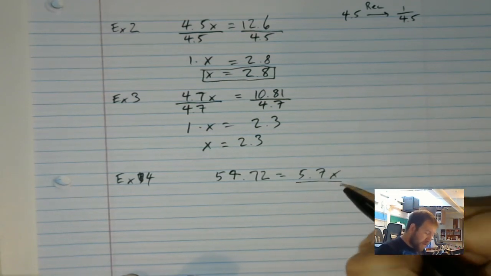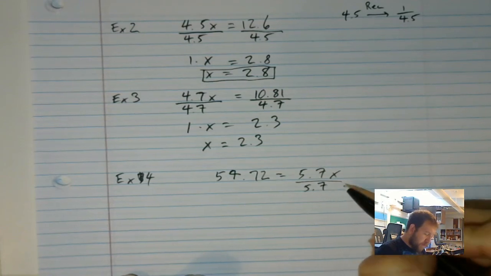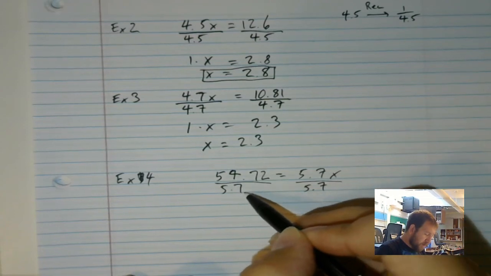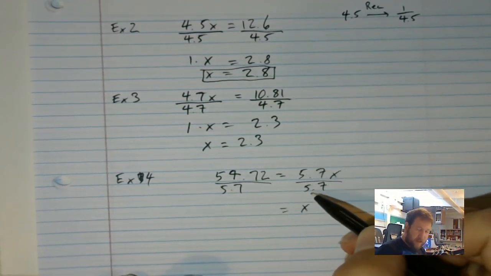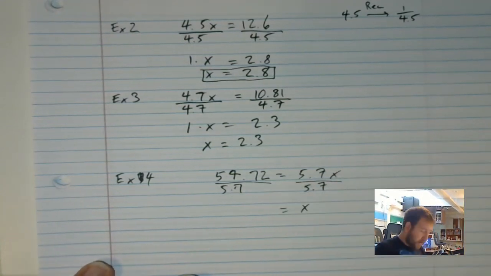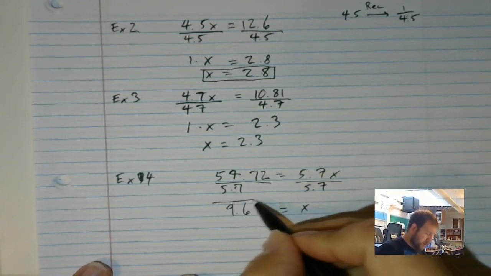But over here I'm just going to divide by whatever I have by my x. So I'm going to do 5.7 divided by 5.7. I have to do the same thing over here, 5.7. This way I get x all by itself because 5.7 divided by 5.7 is 1, and 1 times x is x. But over here, I'm going to have to do my little calculation. 54.72 divided by 5.7. And that's going to give me 9.6. Nice. I've got my answer.